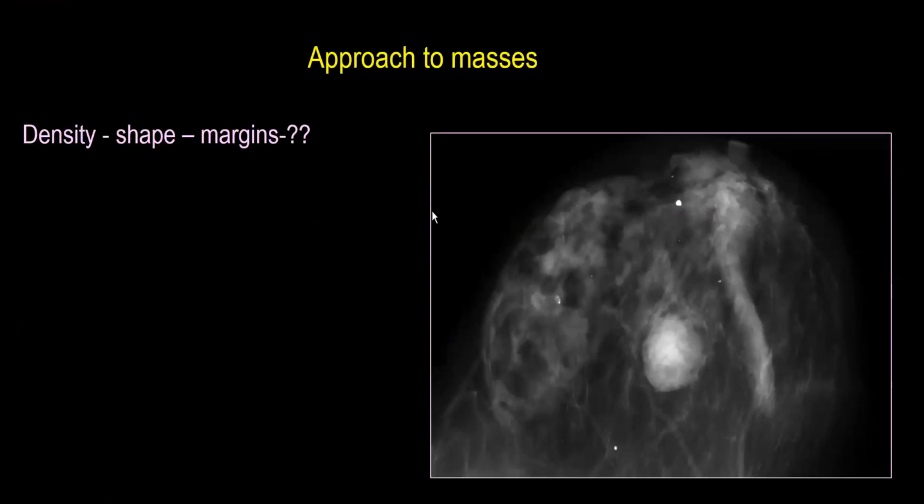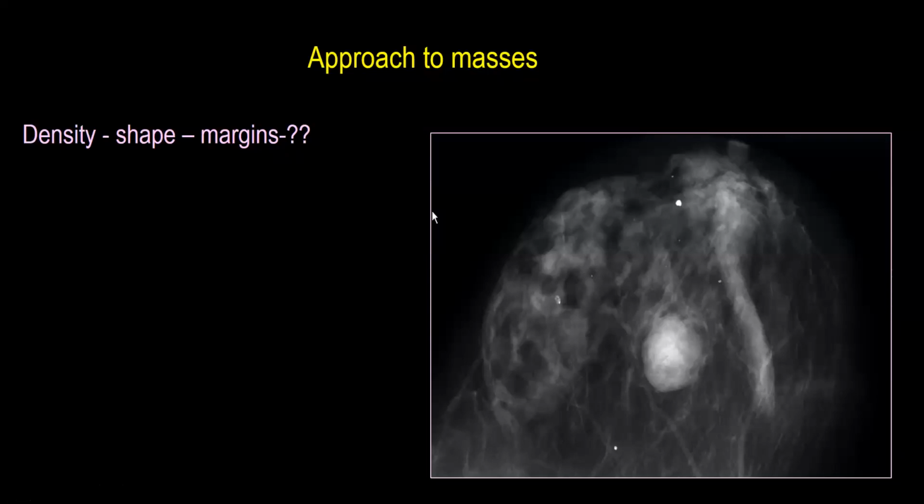Okay. What about this one? High density, partially circumscribed, partially obscured. Excellent. Who said partially obscured? Excellent, Suhair. Yes, because if you look here, it looks circumscribed and this portion is obscured. The shape is oval.